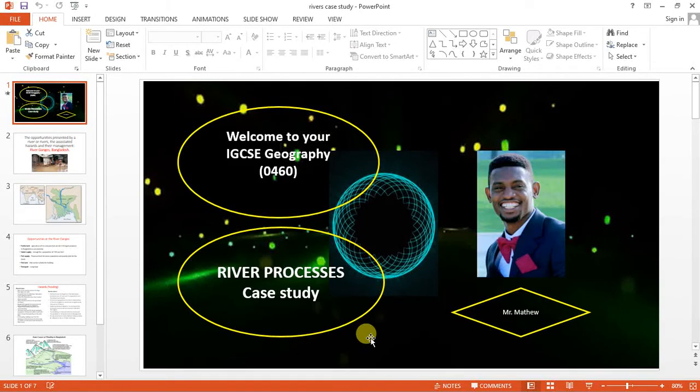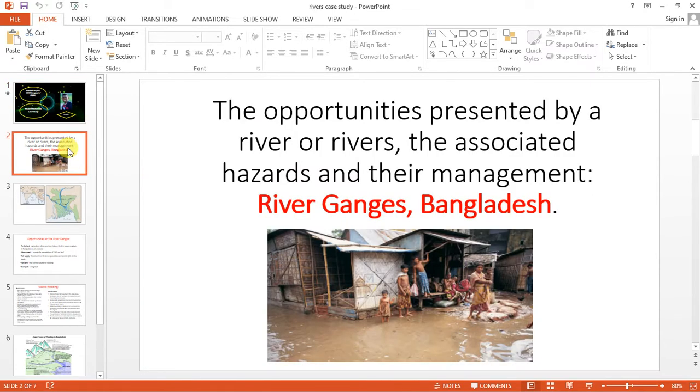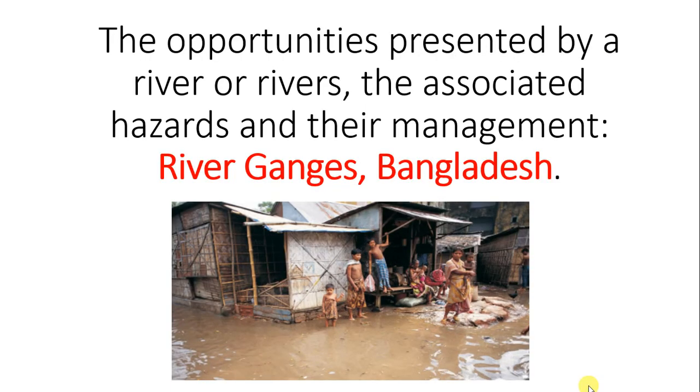Geography, and in today's lesson, we're going to be looking at a case study on river processes. On this aspect of the syllabus, you're expected to know the opportunities presented by a river or rivers, the associated hazards, and the management. So, we are going to be looking at the river Ganges in Bangladesh.